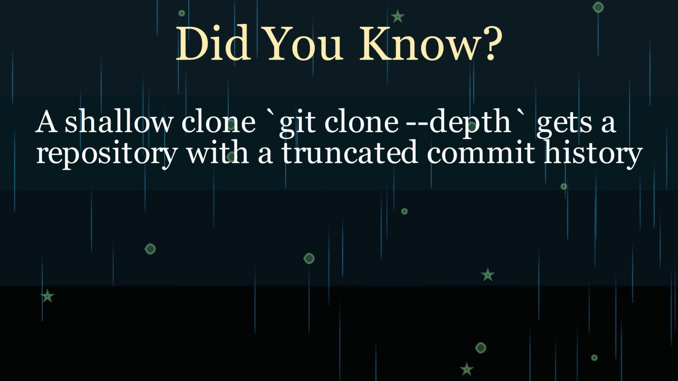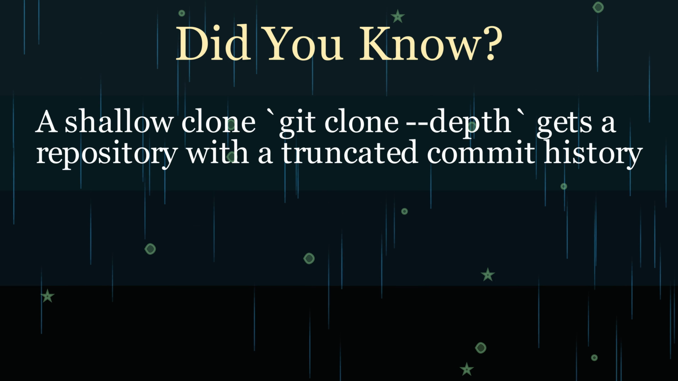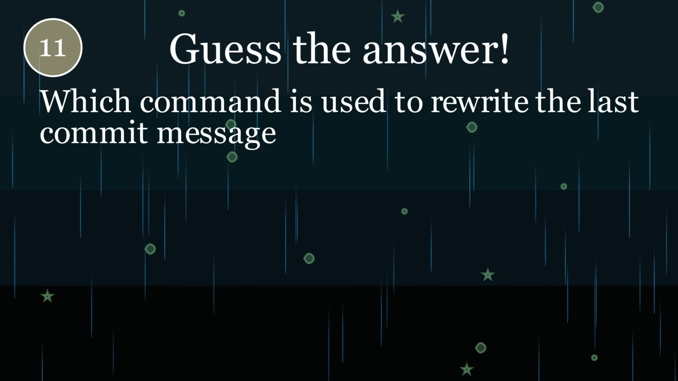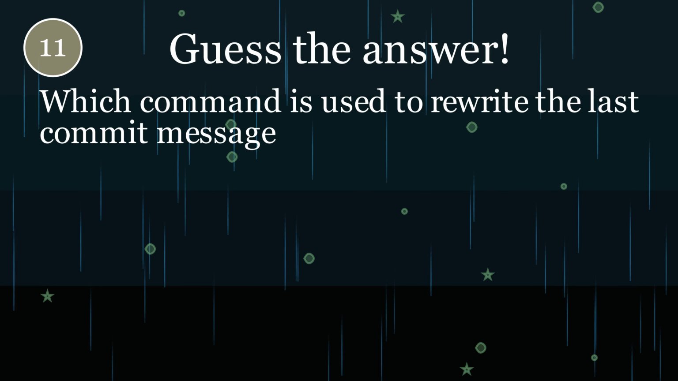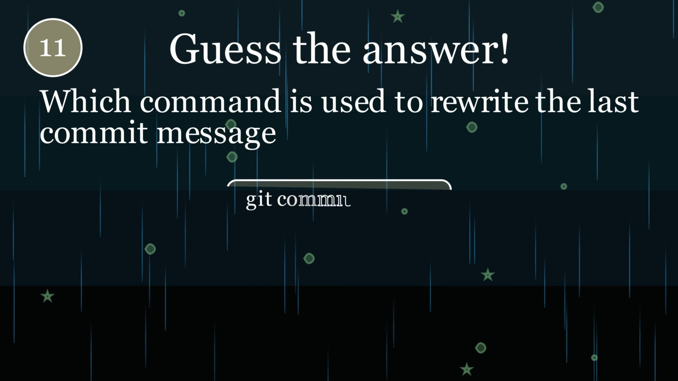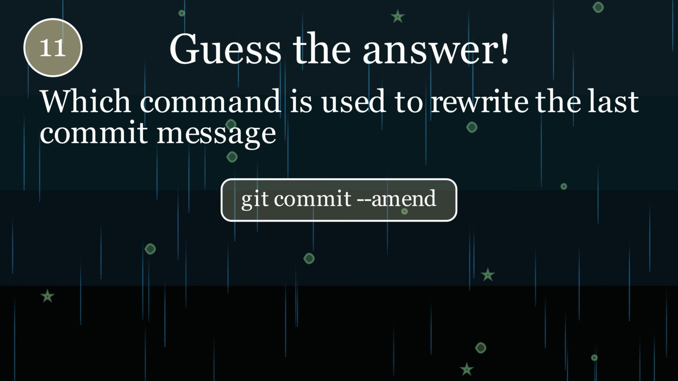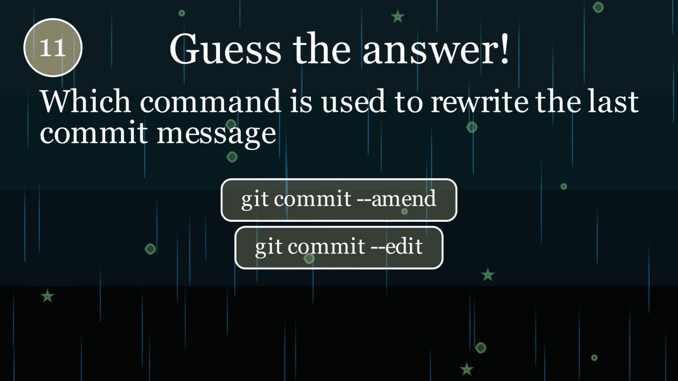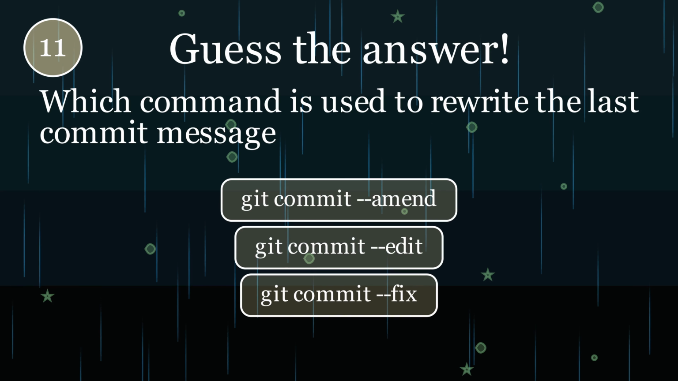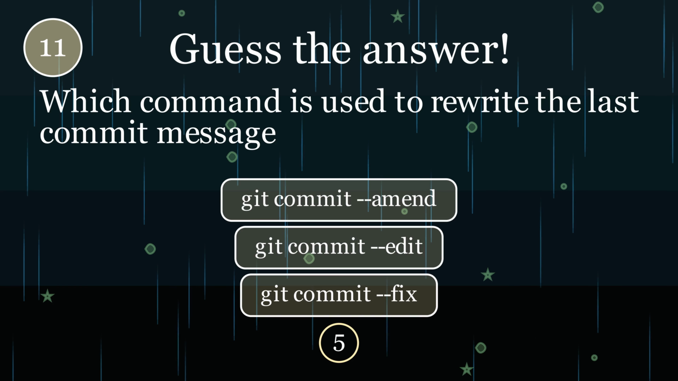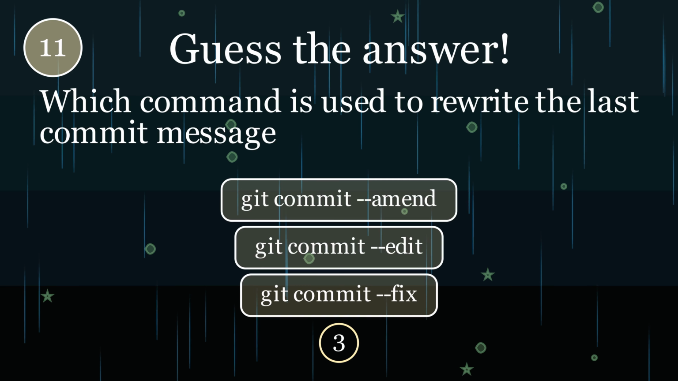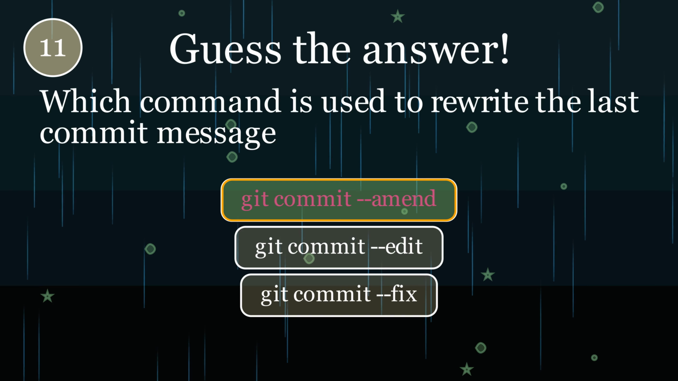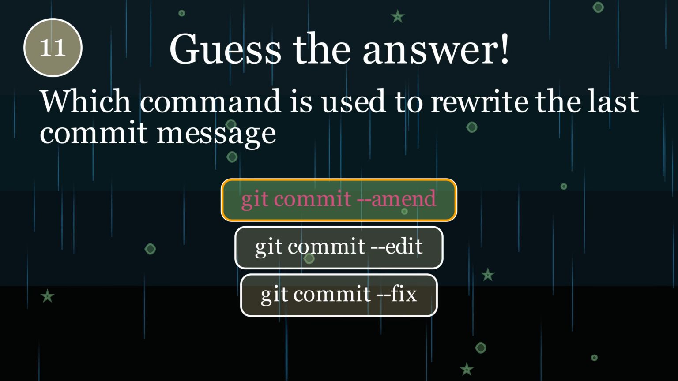Knowledge boost: a shallow clone, git clone depth, gets a repository with a truncated commit history. Which command is used to rewrite the last commit message? Git commit amend, Git commit edit, Git commit fix. The correct answer is Git commit amend.